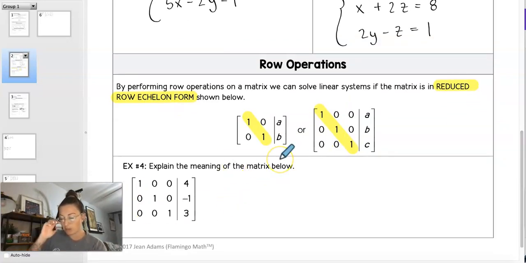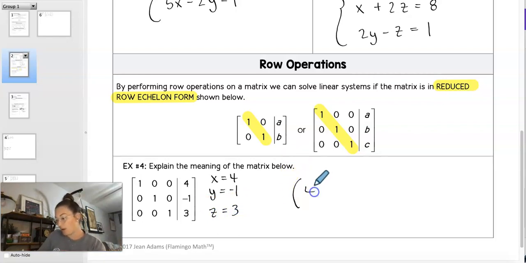So explain the meaning of this matrix. So again, this would be x plus 0y plus 0z equals 4. So what am I really saying? I'm just saying x equals 4. This one's in the y position. There's no other variables, so there's 1y, so y equals -1. And then this last one right here, that one is saying z equals 3. So my answer to this system would be 4, -1, 3.